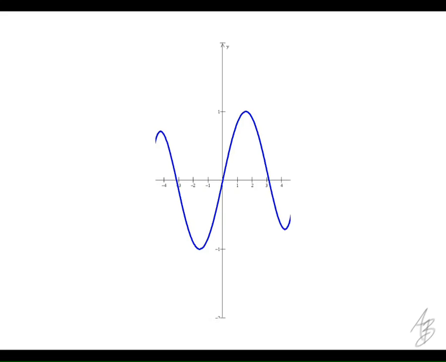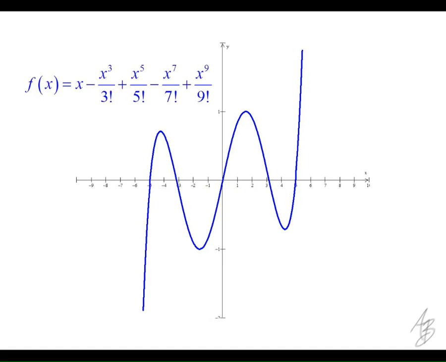But again, if I zoom out, it actually turns out that this is a polynomial. And the function that we're looking at here is that polynomial right there: x minus x to the third over 3 factorial plus x to the fifth over 5 factorial. You guys remember what these factorials mean? So what is 3 factorial? 3 times 2 times 1, right? Which would be 6. 9 factorial is not as easy to compute in your head because it's 9 times 8 times 7 times 6 times 5 times so on. You guys know all the numbers, right?